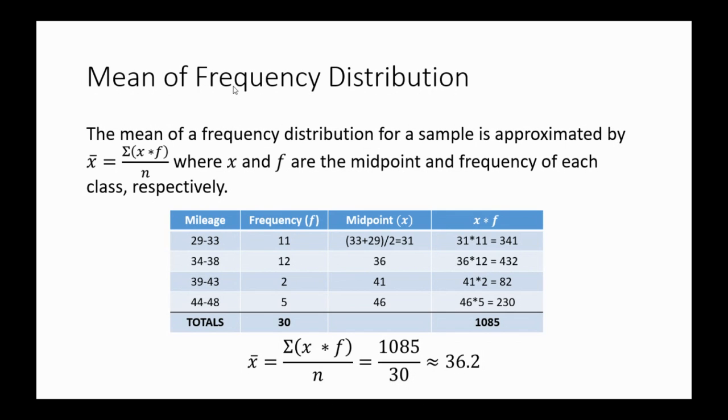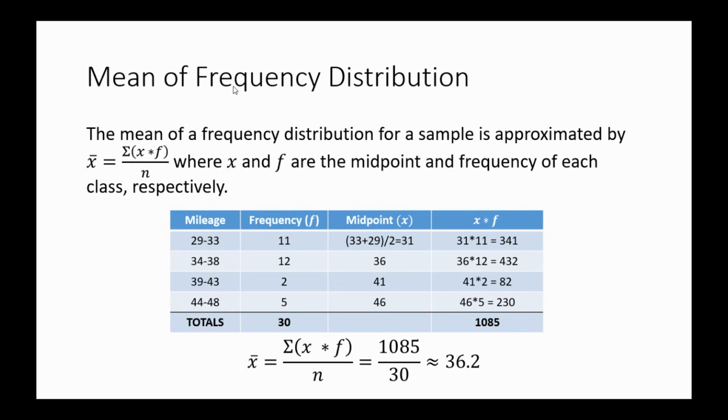So the first 2 columns are just our basic frequency distribution. Then we have to find the midpoint of our classes. So that's where you add up the limits and divide by 2. So the midpoint of the first class is 31. Midpoint of the second class is 36, and so on.